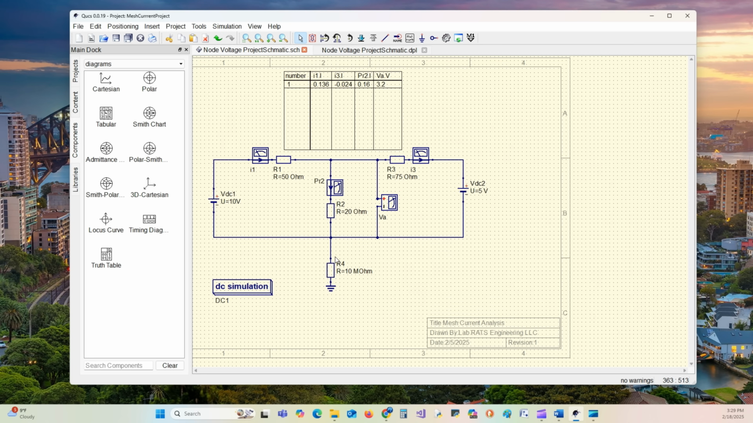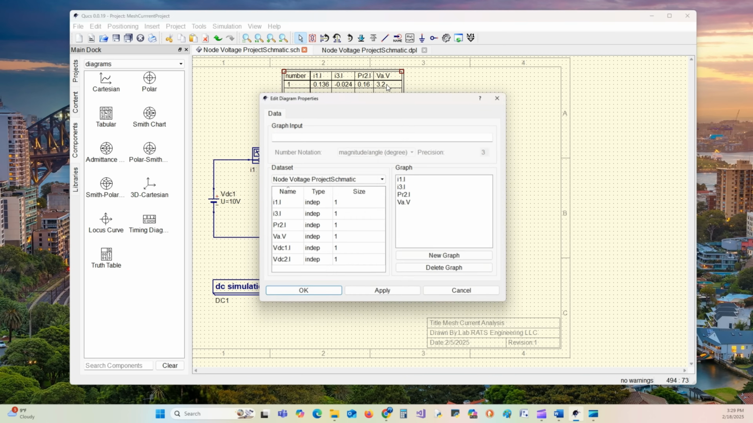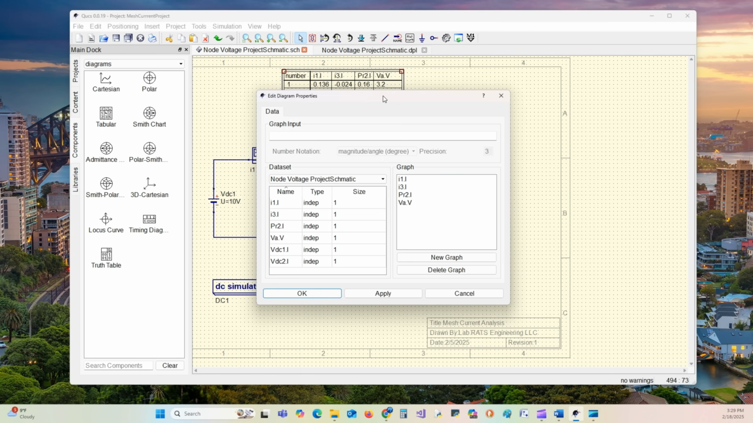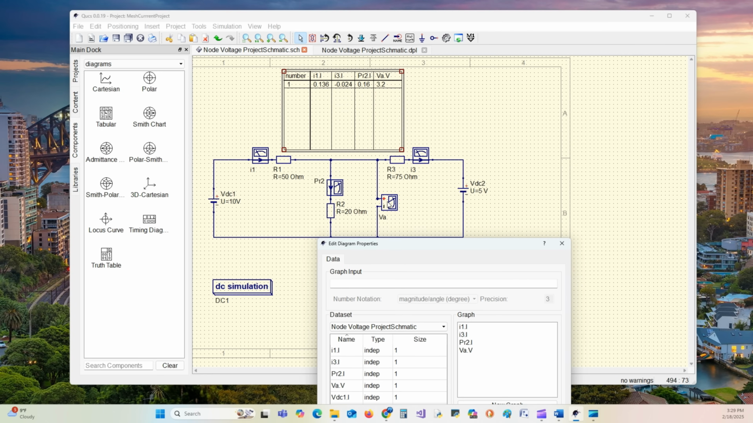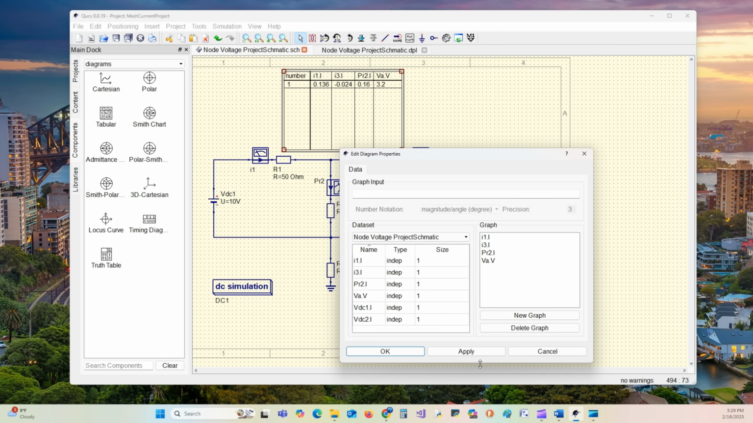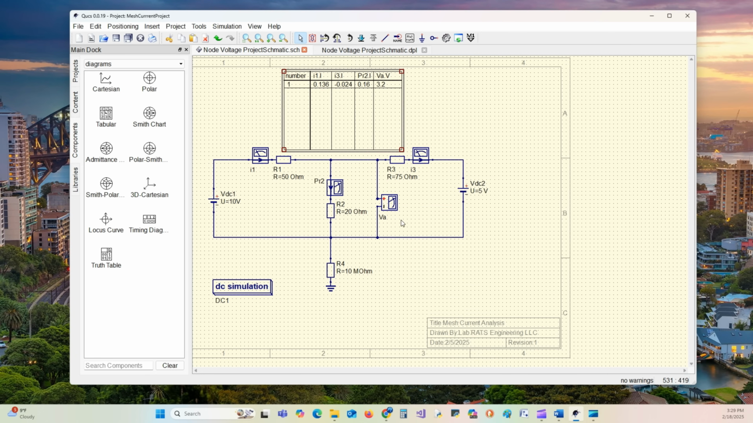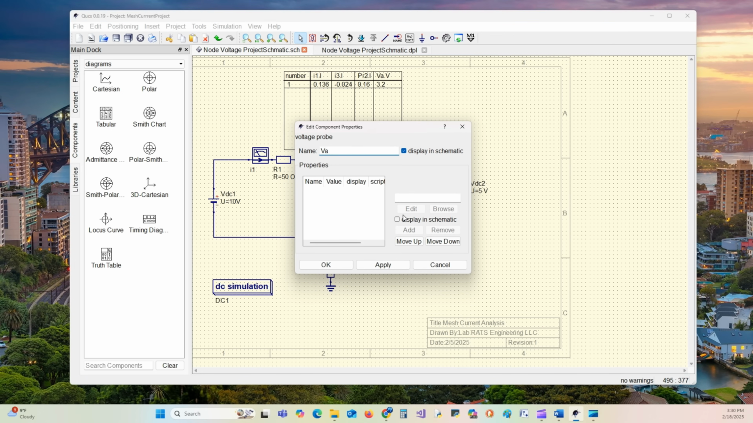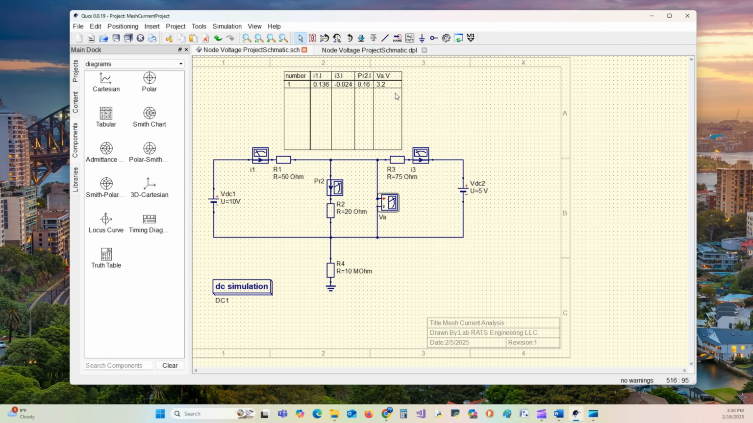I had to rename this. The VA was the name of the probe, but I changed the name of the probe by right-clicking on it, edit properties. It was called probe 4. Probe 4, and I renamed it VA. The VA is the node that we did not know the value of. So I hit apply. Then when I simulated, I opened this up.